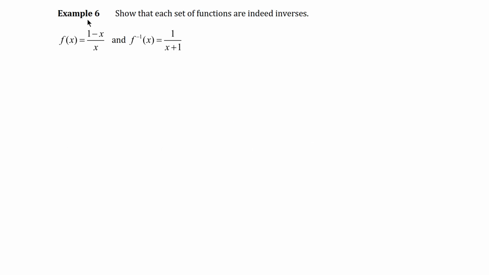In example number 6, show that each set of functions are indeed inverses. We have f of x equals (1 minus x) over x, and f inverse of x equals 1 over (x plus 1). To show that these functions are inverses, we're going to take the composition of f composed of f inverse of x and f inverse composed of f of x.